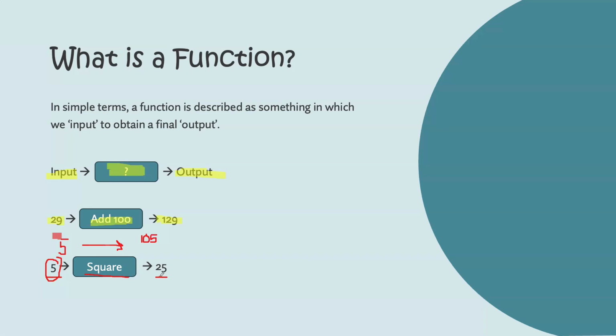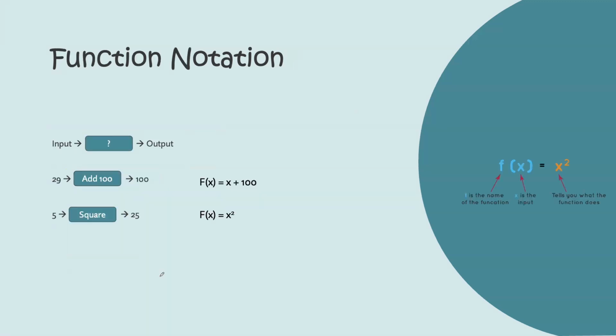Okay, so that's basically in simple terms what we're doing in a function, right? In a function, we have some sort of input, and then we're doing something to it, some sort of mathematical operation, to get a final output. Okay, now we're going to be introducing some notation. You may have seen this before, you may not have seen this before.